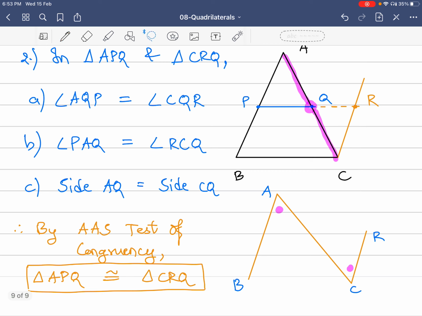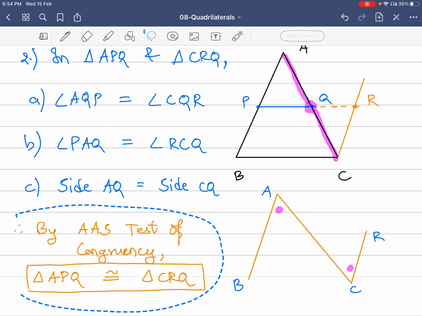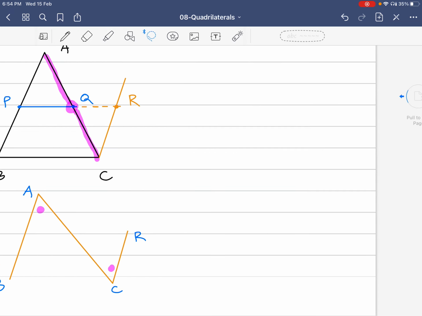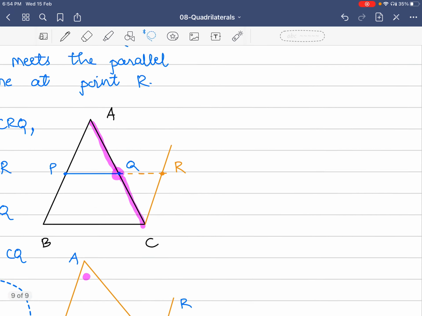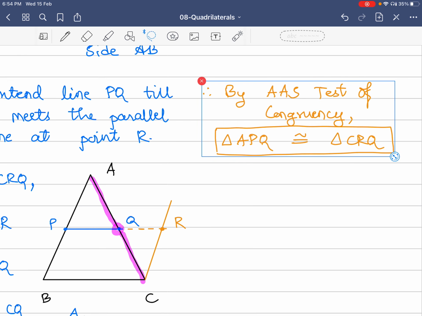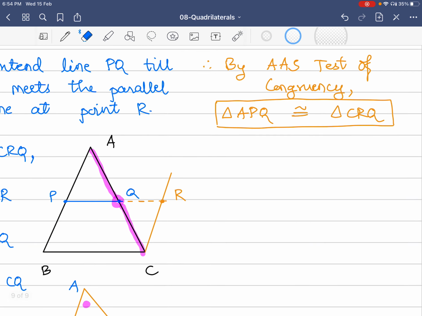I'm going to copy this, because this is an important thing that I'm going to need. Why is it not getting copied? Okay, copy. So let's come here for more understanding. Yes, paste. So by the ASA test of congruency, triangle APQ is congruent to triangle CRQ. Let's get rid of this highlighted thing.